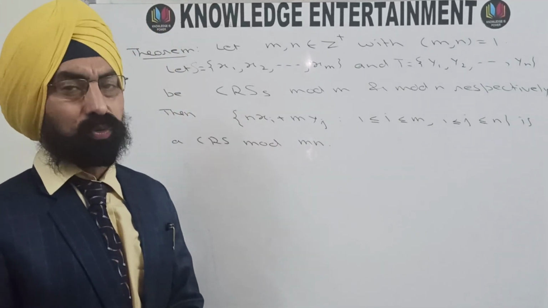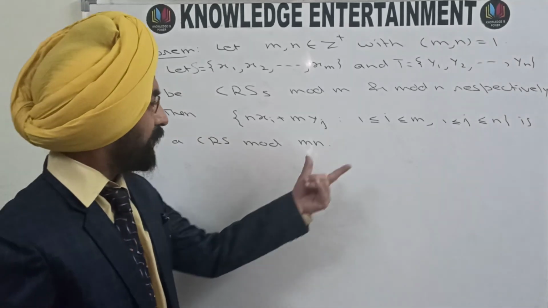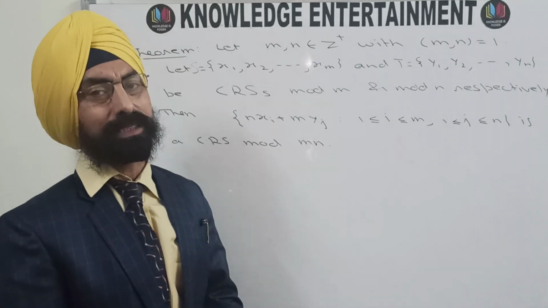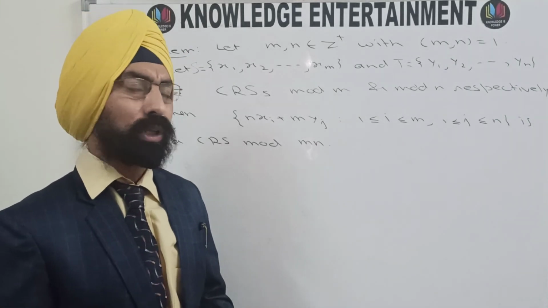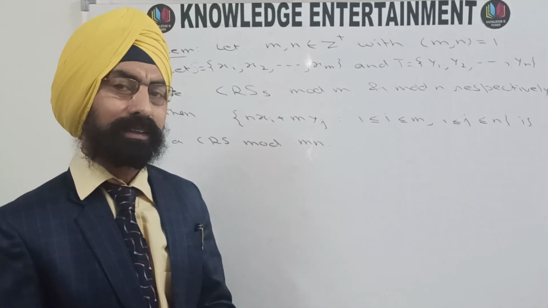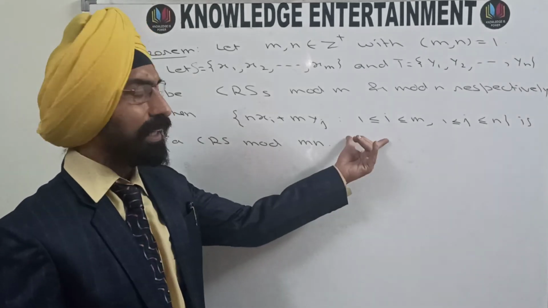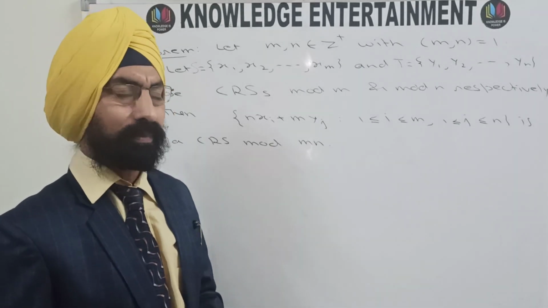So what will I prove? I will prove two things. First of all, I will prove that this set contains exactly mn elements. And secondly, I will show that no two members of this set are congruent to each other modulo mn. And that will be enough to show that this is a CRS modulo mn.